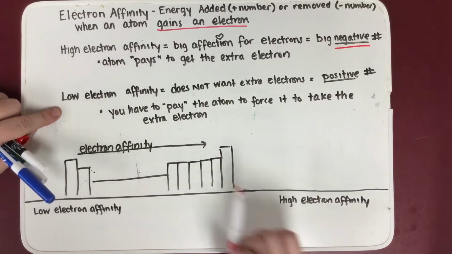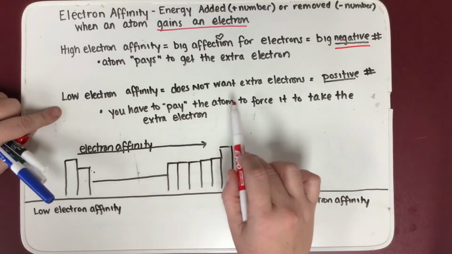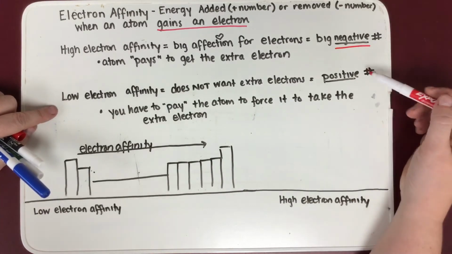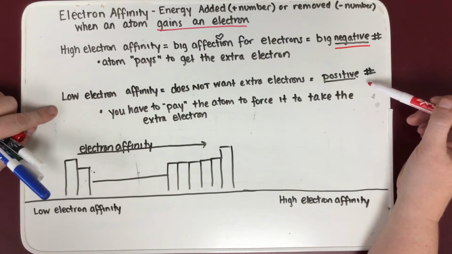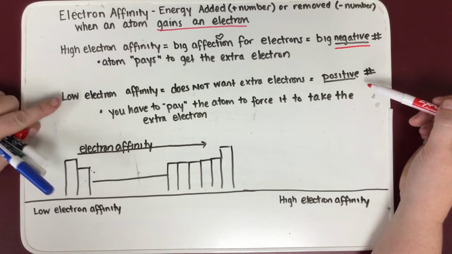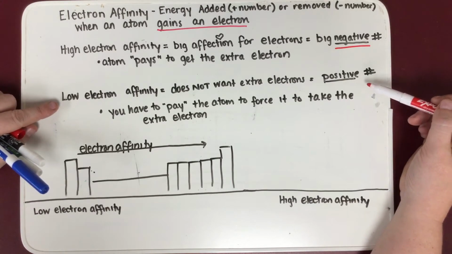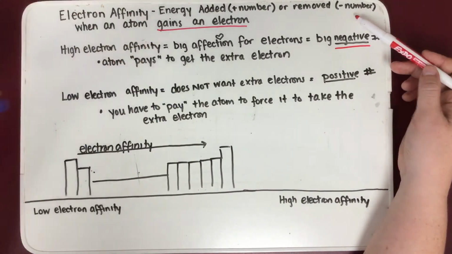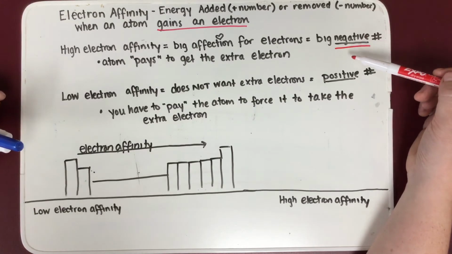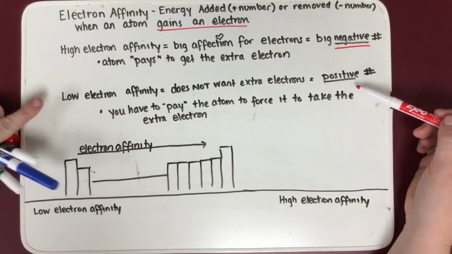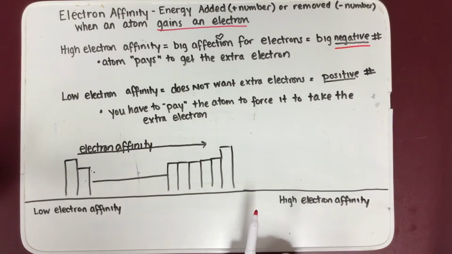Low electron affinity just means that the atom does not want any extra electrons. It doesn't want to become a negative ion. Positive numbers are actually the lowest of the electron affinities. They really, really, really do not want the extra electrons at all. And positive numbers are actually pretty rare. Most atoms lose energy when they gain an electron, but some actually need to be paid to take those electrons in, and that's where you wind up with low electron affinities.